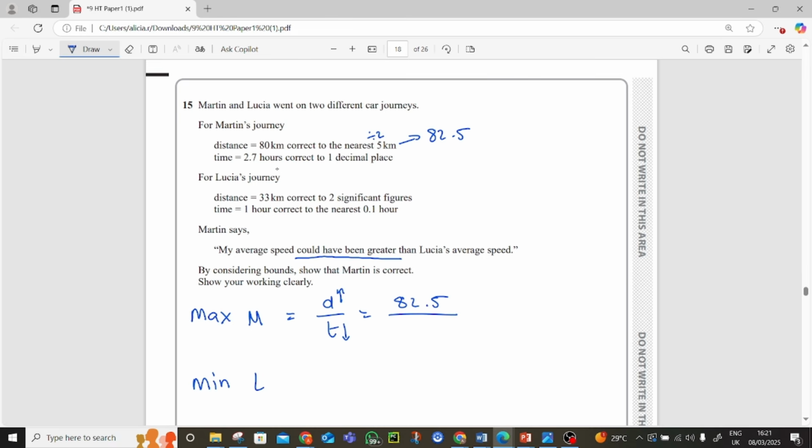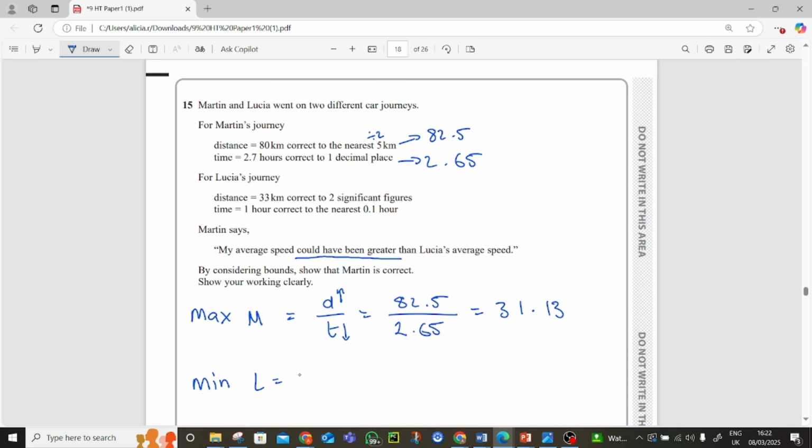This is correct to 1 decimal place. And so to create the lower bound, this is going to be 2.65. So I'm going to divide by the minimum for the time, 2.65. And that gets me 31.13.